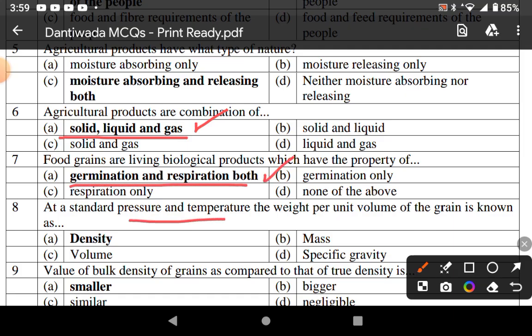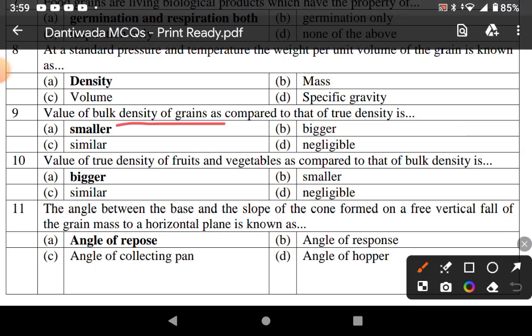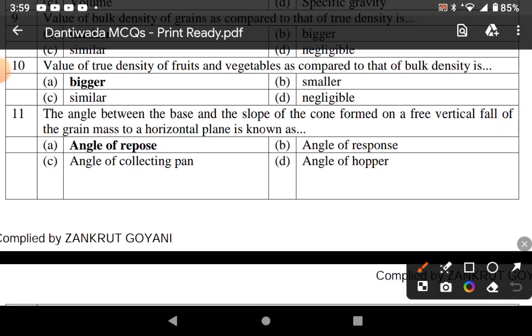At a standard pressure and temperature, weight per unit volume of the grain is known as density. The value of bulk density of grain as compared to true density is smaller. The value of density of fruit and vegetable as compared to bulk density is bigger. The angle between base and slope of the cone formed on the free vertical fall of the grain mass to a horizontal plane is the angle of repose.